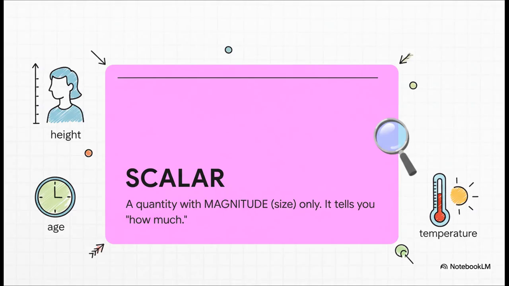So that first piece of information, the 10 miles, is what scientists call a scalar. A scalar is really just a number. It has magnitude, which is just a fancy word for size. It simply tells you how much of something there is. Think about things like your height, your age, or the temperature outside. They're just numbers, pure and simple.